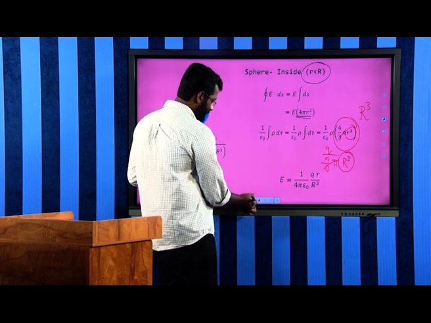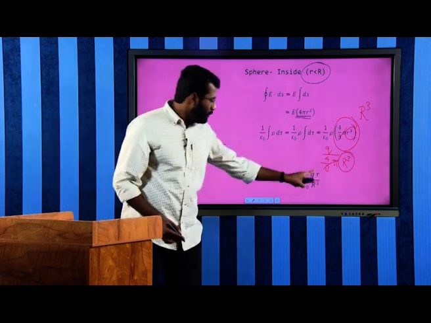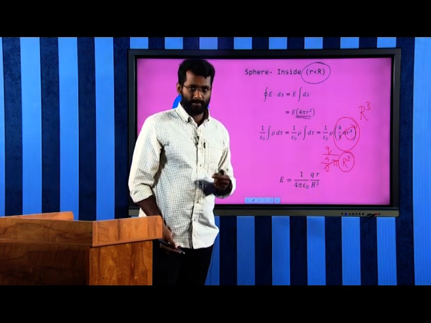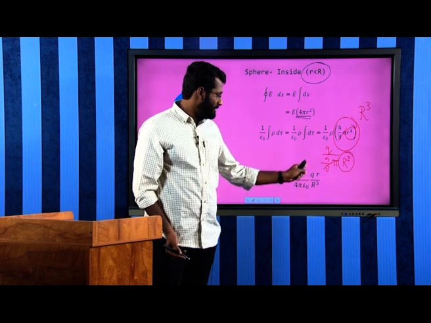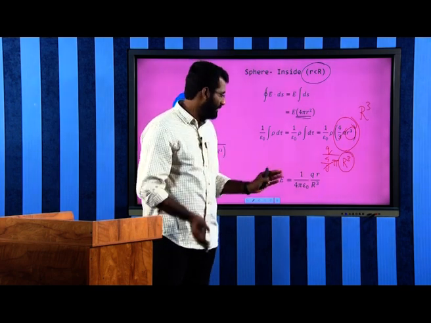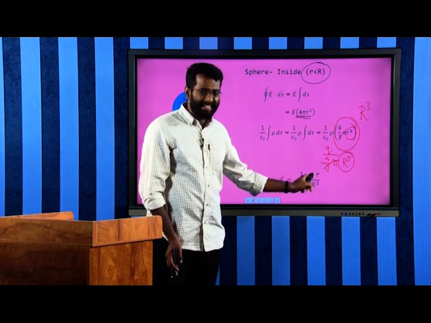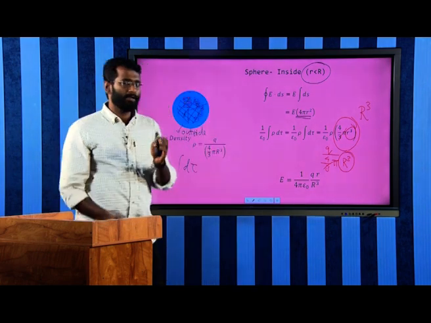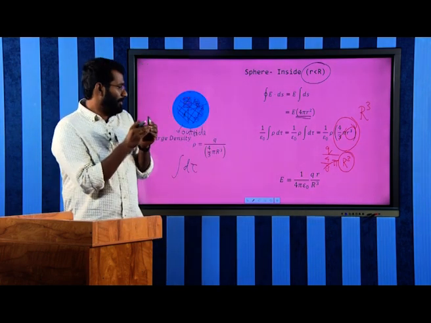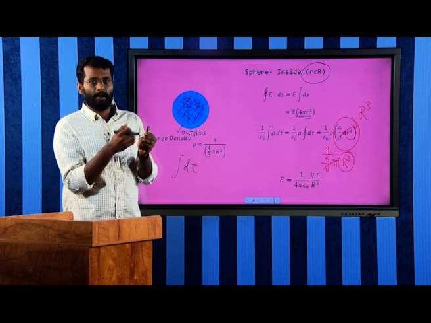So we got the relation as E is equal to 1 by 4 pi epsilon 0 q r by R cube. Here you can see some different relation. We will draw a graph of that, then it will be clear. As we go from the center, the electric field will be diminishing or decreasing.